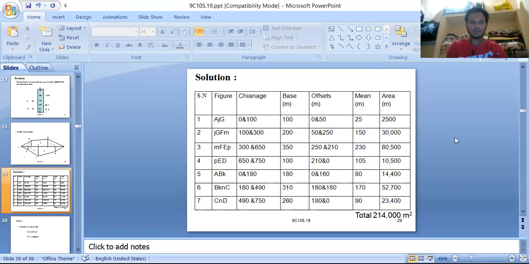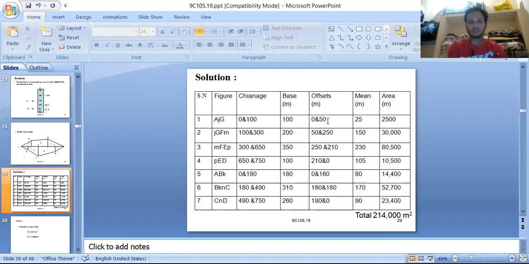We have figures A, J, G, JG in front, MF, EP, PED, ABK, BKNC and CND. The chain edges for this start at 0, ending at 100, which means the base is 100. In the same way, we have to calculate the bases for all the diagrams. Here we have the list of bases for all the diagrams.